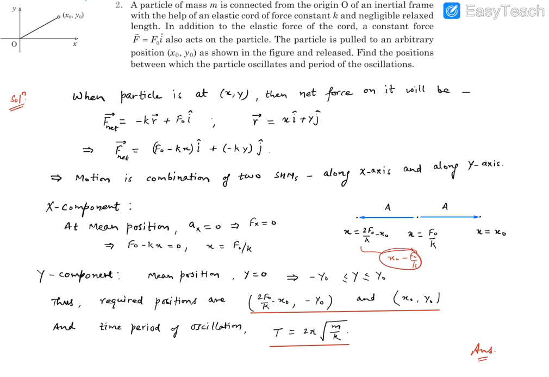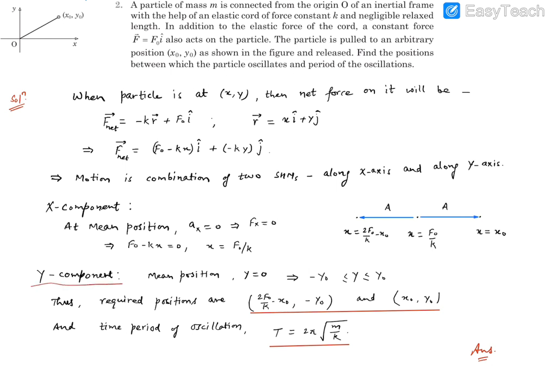To get this backward direction, out of the mean position we can subtract this amplitude. If we subtract it, it comes out to be 2F naught by k minus x naught. So this position, that means the other extreme position of the x coordinate, comes out to be 2F naught by k minus x naught. So in the x direction, the coordinates will vary from this value to this value. This is the variation of positions of the x coordinate where the particle is going to oscillate.